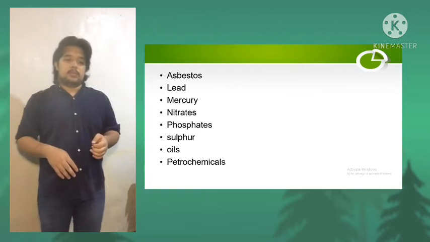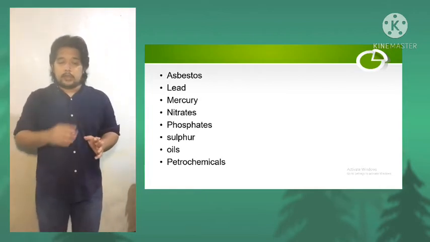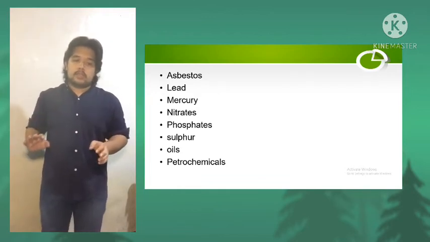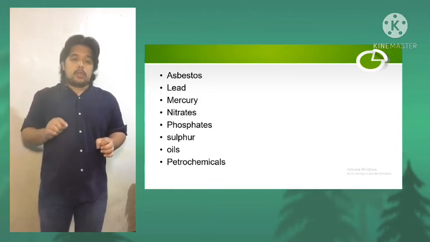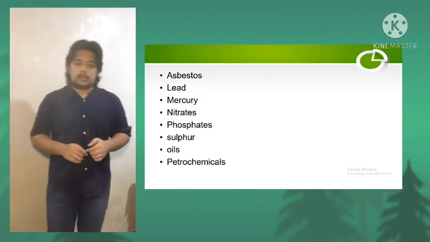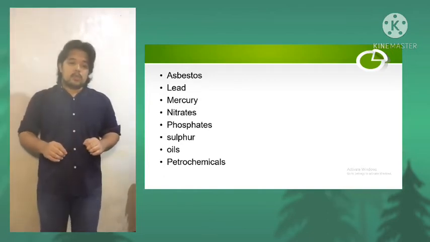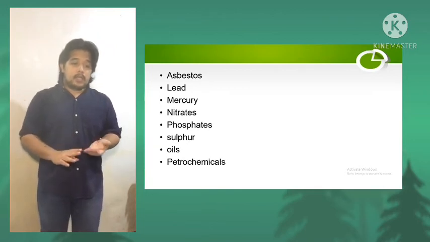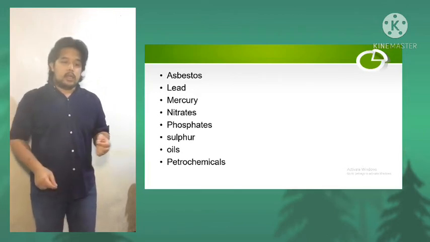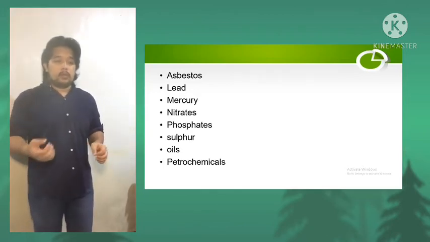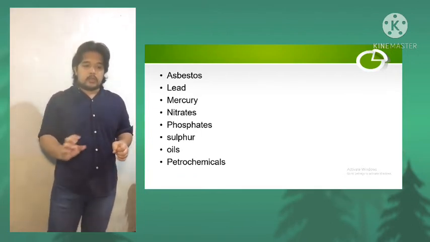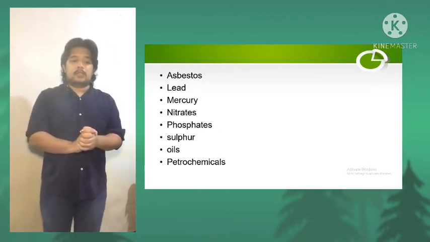Fourth is nitrates. The increased use of fertilizer means that nitrates are more often being washed from soil and into rivers and lakes. This can cause eutrophication, which can be very problematic to marine environments. Next is phosphates. The increased use of fertilizer means that phosphates are more often being washed from soil and into rivers and lakes, so it is similar to nitrates. It also causes eutrophication, which can be very problematic to marine environments.